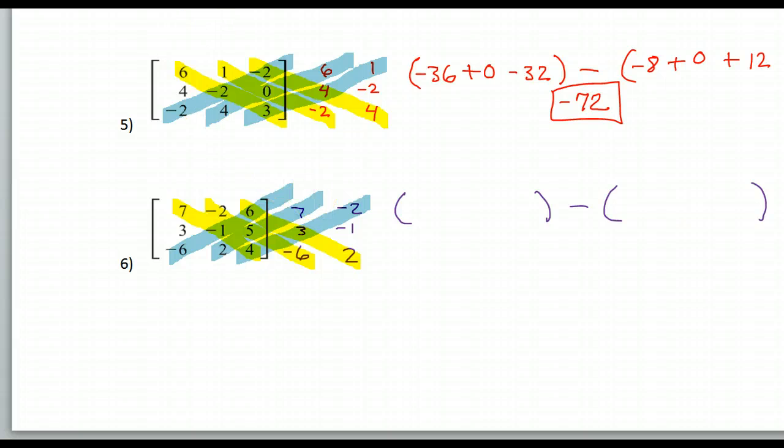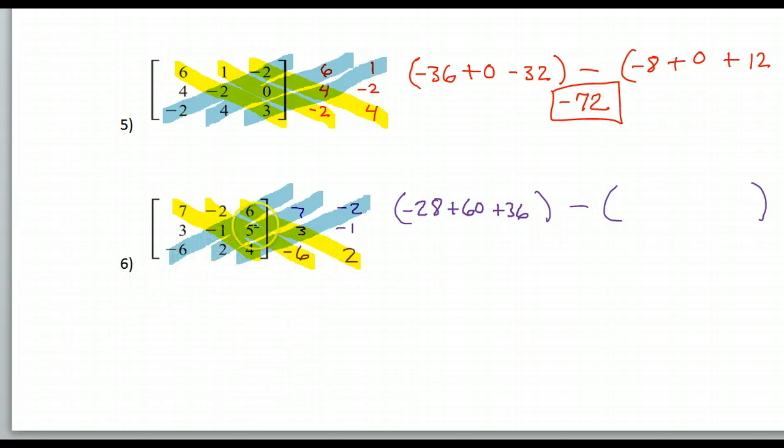Okay, so here we go. Down diagonals first. 7 times 4 is 28. Times -1 is -28. Let's see. -2 times 5 is -10. -10 times -6 is +60. Negative times negative is positive. And then finally, 3 times 2 is 6. And then 6 times 6 is 36. So that's +36. So that's my down diagonals.